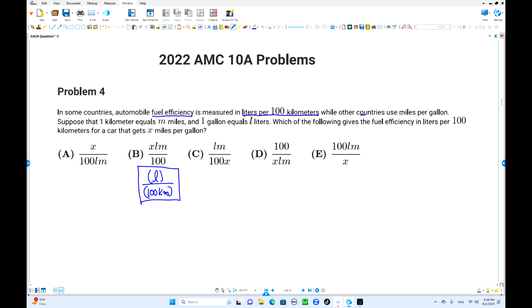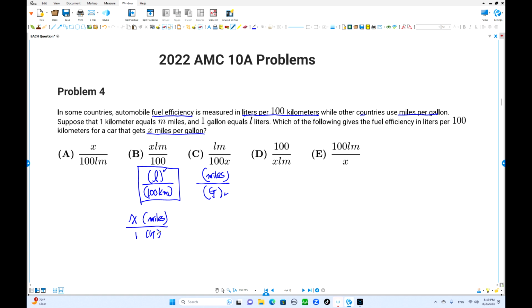But other countries use miles per gallon, okay? Miles per gallon. Different, right? This is the liters up here, and this is the gallons down here. So we have x miles per gallon, okay? This is 1 gallon. We have 1 gallon here.